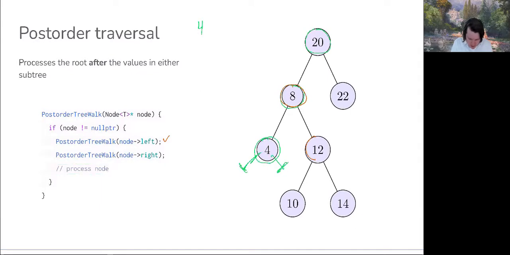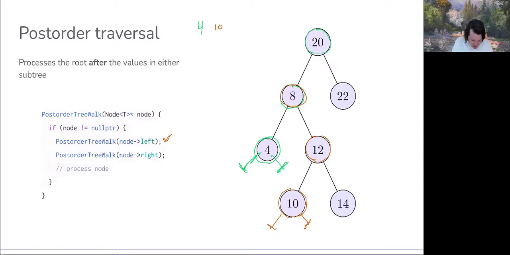First thing we're going to do there, march left. Okay, now we're down at 10. Notice this is a leaf, so there's no left or right. So what's going to be printed? 10. Okay, now we return from that invocation of post-order tree walk back to post-order tree walk of 12.